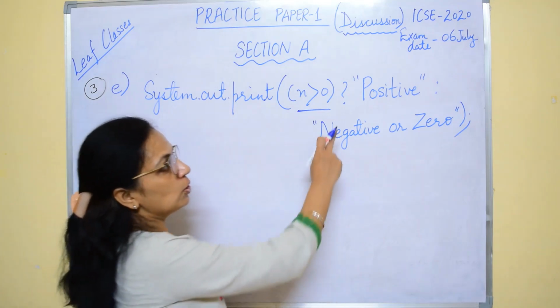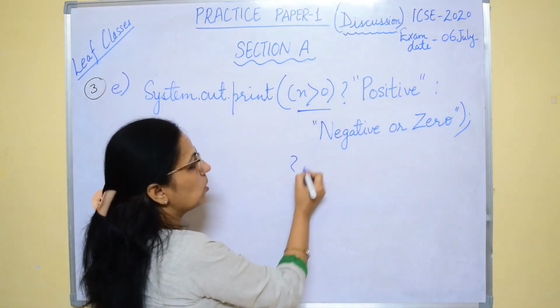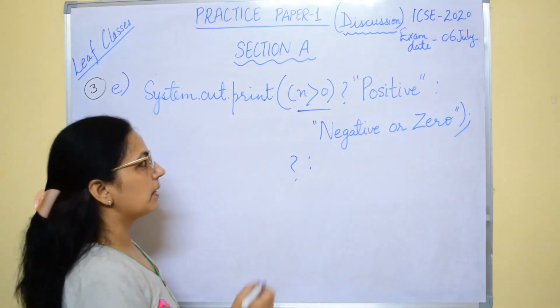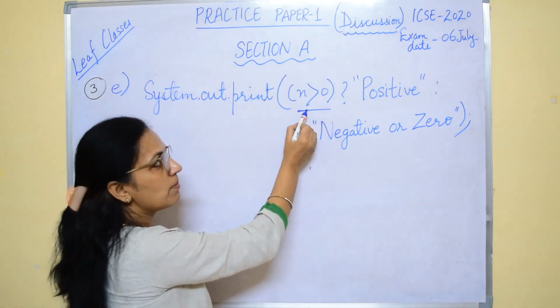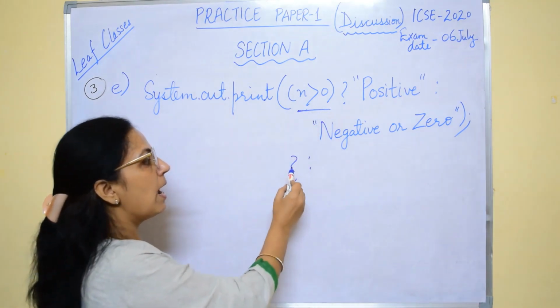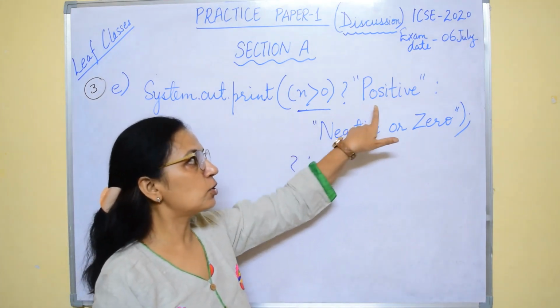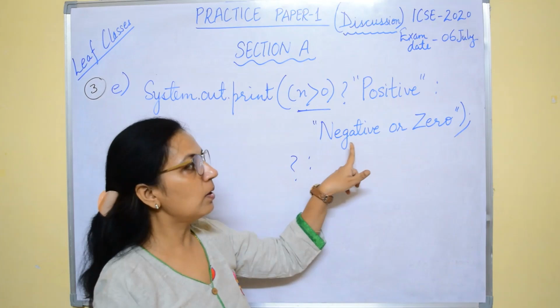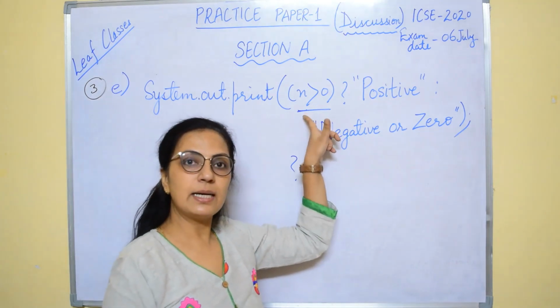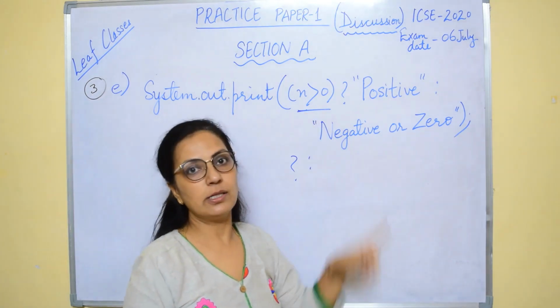So question mark colon is known as the ternary operator. Here before the question mark the condition is given. After the question mark, what is to be done if the condition is true, and after the colon, what is to be done if this condition is found to be false.